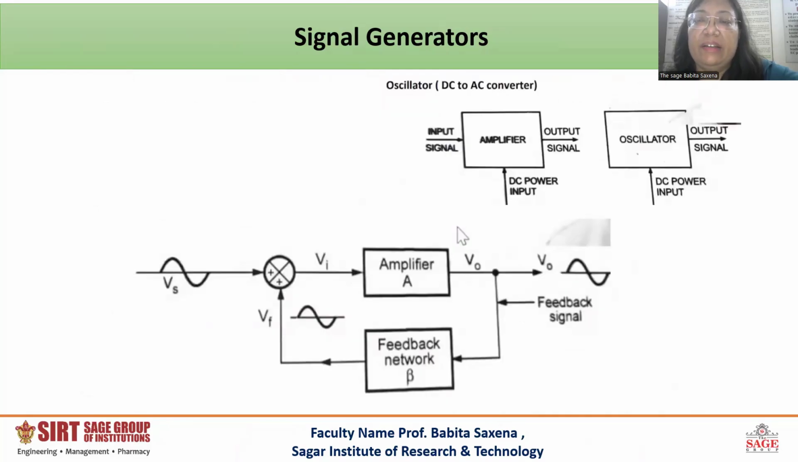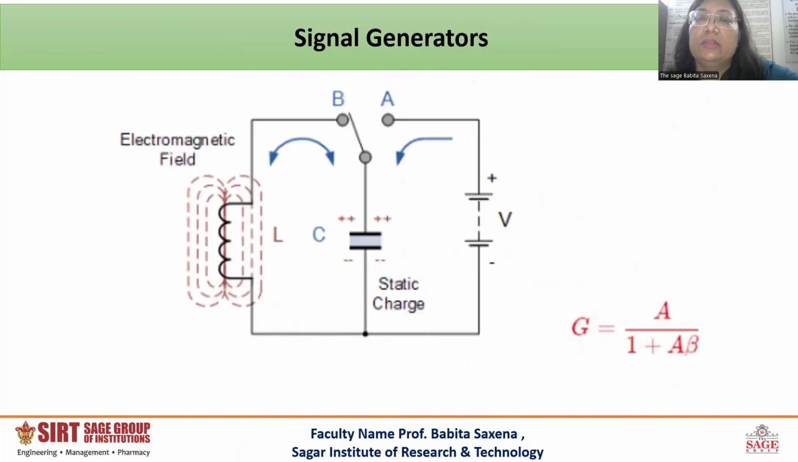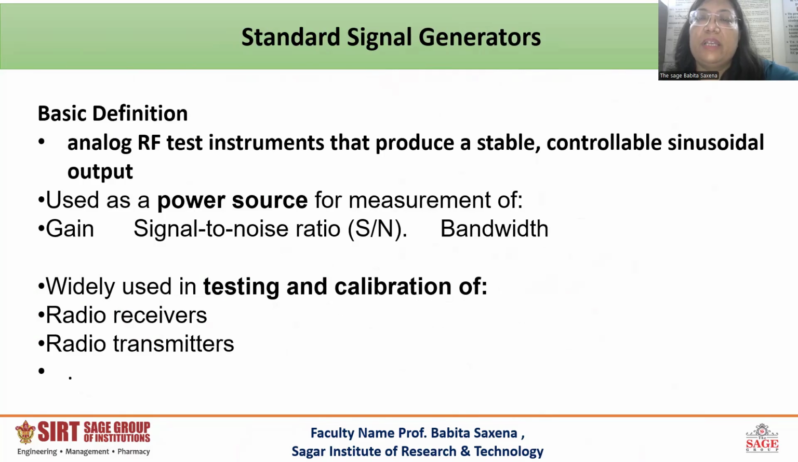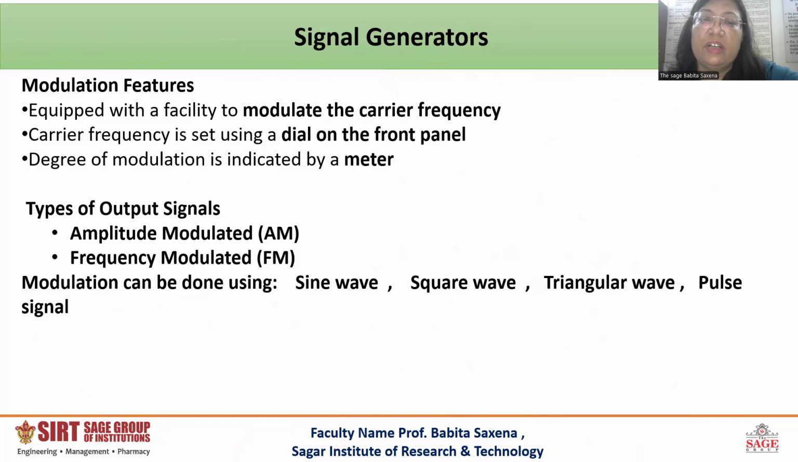This is the standard sine wave generator block diagram. This is the positive feedback oscillator. This is the basic standard signal generator, conventional, which has been used many times in industry and laboratory purposes. It produces a stable and controllable sine wave output. The sine wave output is used for the radio receiver and the transmitter.